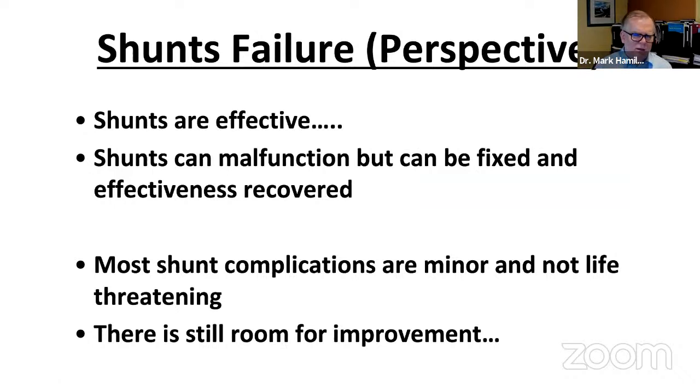So again, to put this in perspective, just to illustrate that shunts are effective, and I'll show you that more in a minute with the iNPH population. Shunts can malfunction, and you can fix them, and effectiveness recovered. I'm not going to go through that in major detail, but that's an important principle. And most complications are minor, not life-threatening. And I think that we can all look at how we can improve this. And I've just tried to illustrate a couple of approaches that we found to be very effective.